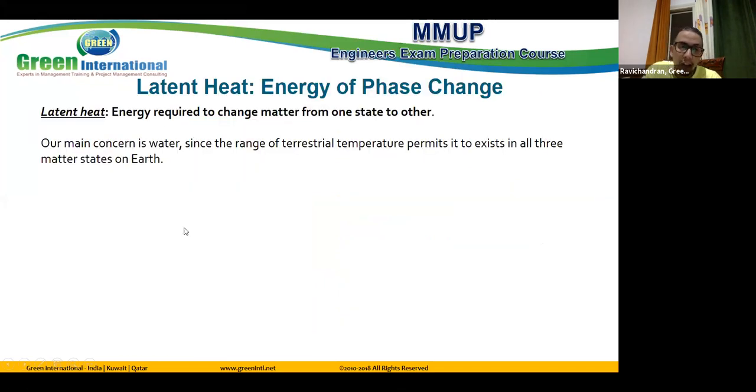Latent heat: what does latent heat mean? This is the energy required to change matter from one state to another. It is different from sensible heat. Sensible heat is the energy required to increase the temperature of the matter. So it's totally different: one changes phase, the other increases the temperature.